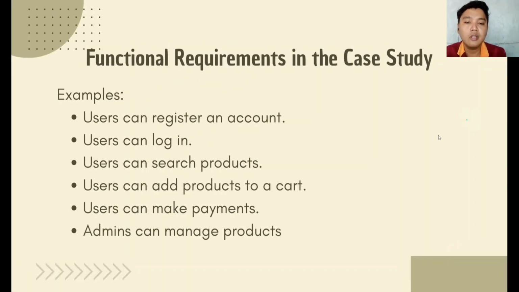Let's start with the functional requirements. Here, the user should be able to register an account and log in to the system. They should also be able to search for a product, add it to their shopping cart, and complete a payment transaction. From the administrator's perspective, the system should provide functions for managing products and monitoring orders. All of these examples represent actions that the system must perform, which is why they are categorized as functional requirements.